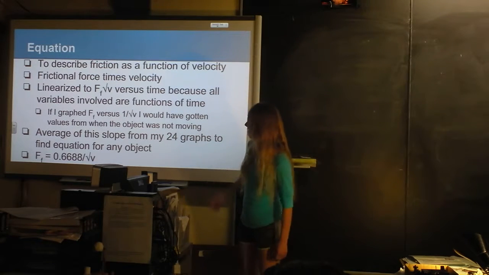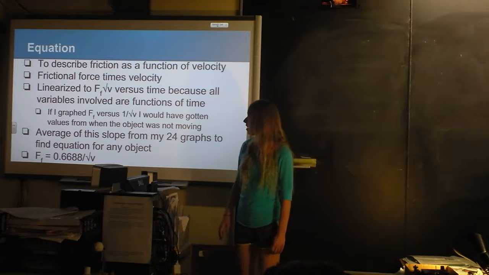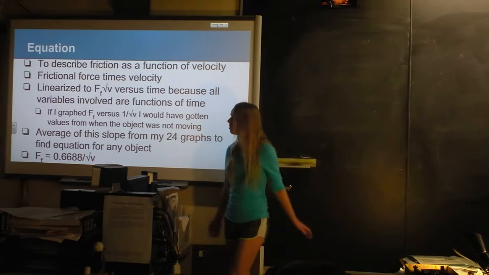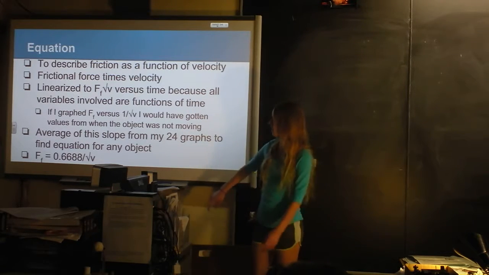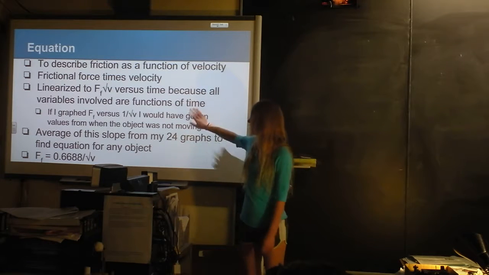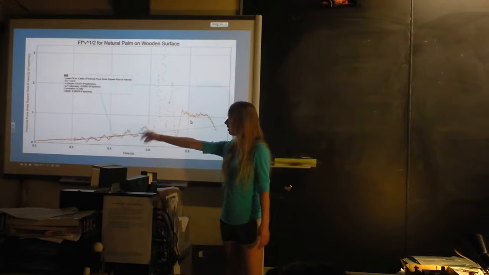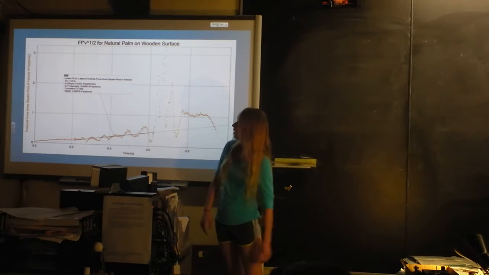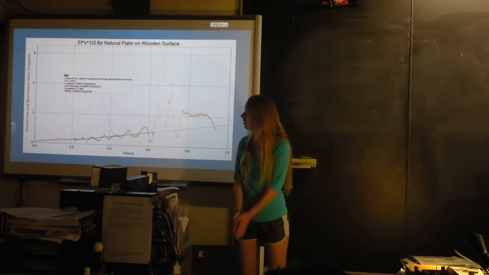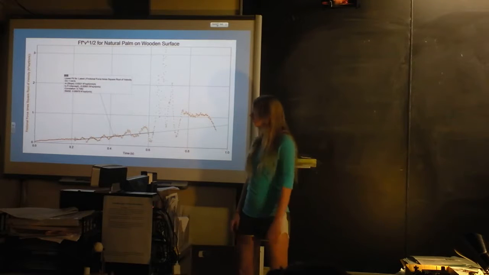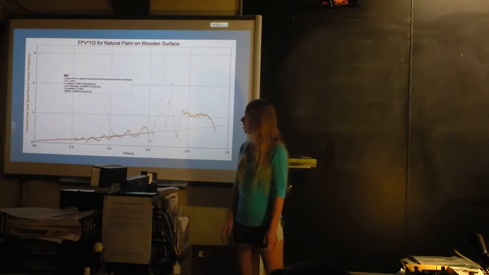Then I wanted to make an equation that would apply to all of them, so I took the average of all those slopes, and it was 0.6688. This is what it looked like when I did the linearized graph of friction times the square root of velocity.